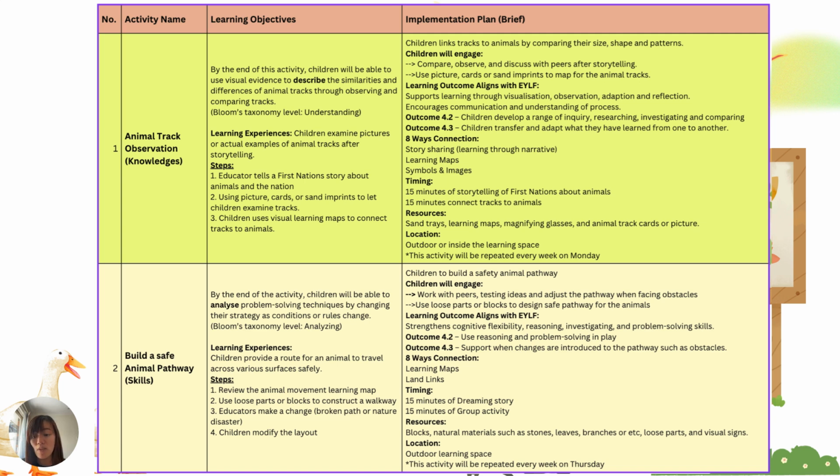Activity 2 is build a safe animal pathway. This learning objective is focused on skills development, which by the end of the activity, children will be able to analyze problem-solving techniques by changing their strategy as conditions or rules change, which aligns to Bloom's taxonomy level analyzing. So this activity begins by reviewing the animal movement learning map and using loose parts or blocks to construct a walkway. Then educators make a change such as a broken path or natural disasters such as earthquake, flooding, etc. And lastly, the children modify the layout.